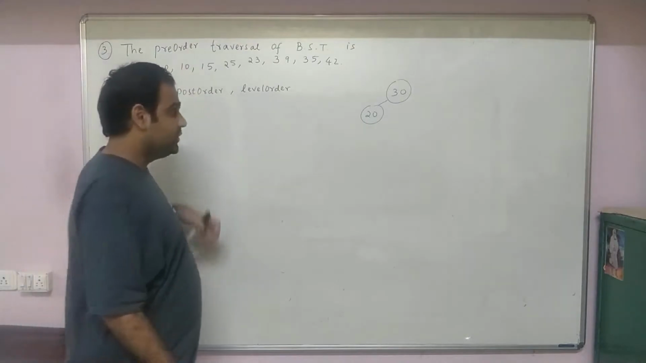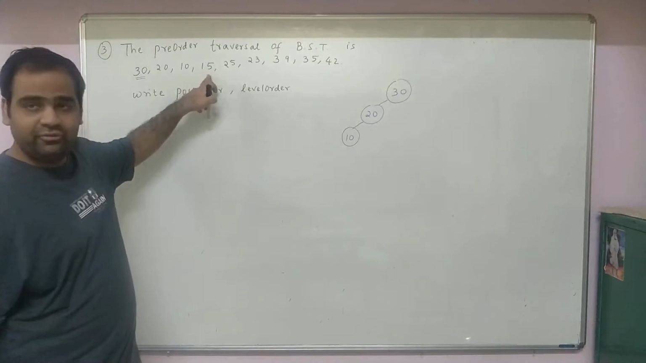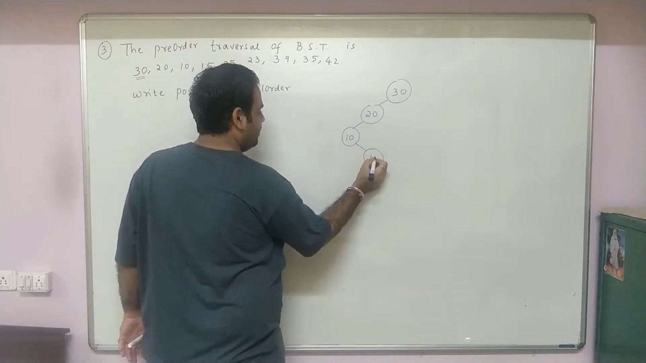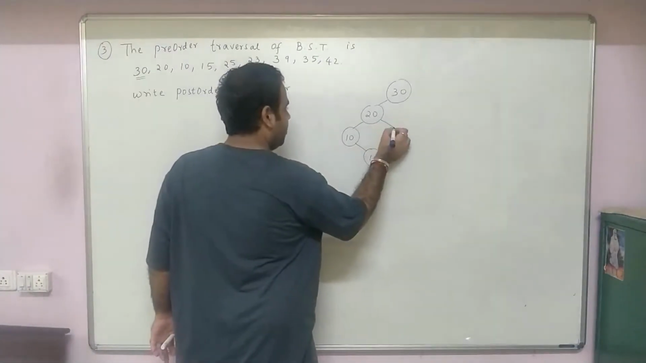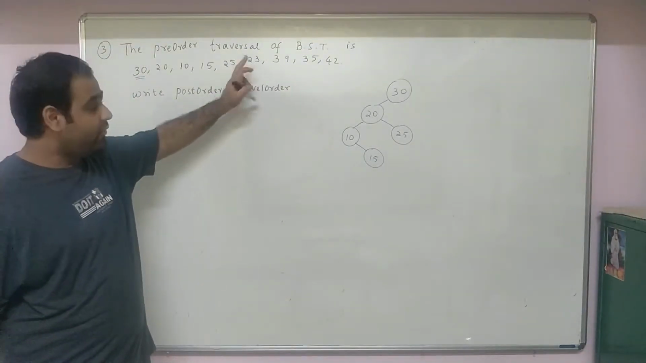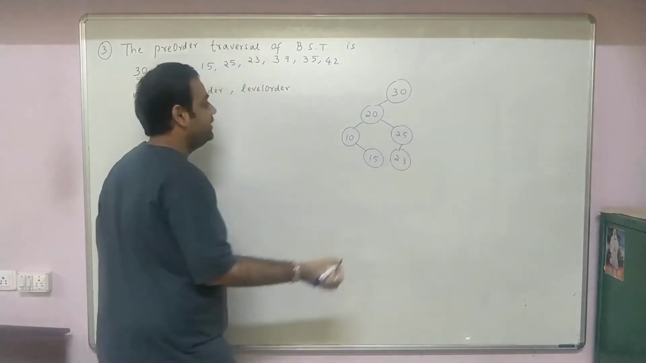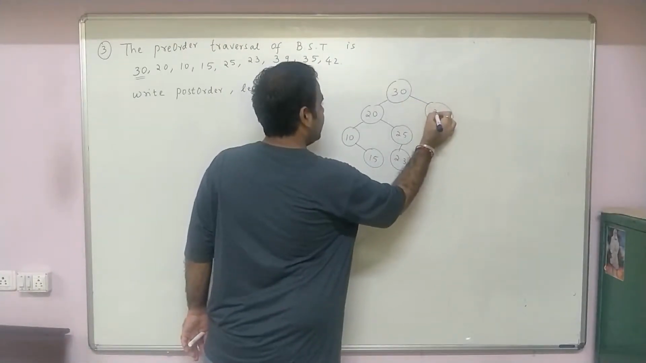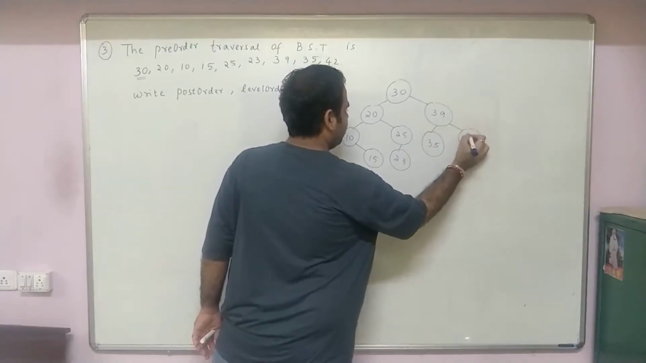Now, it is 10. 10 means again on the LHS, this is 10. Next you get 15. Now where do you write 15? You write 15 on the RHS of 10. This is where you write 15. Next you get 25. You write 25 on the RHS of 20. Next you get 23. Now where do you write 23? You write 23 at this place. This is where you write 23. 39, it is greater than 30. Next is 35, this is where the 35 comes, and last one is 42.